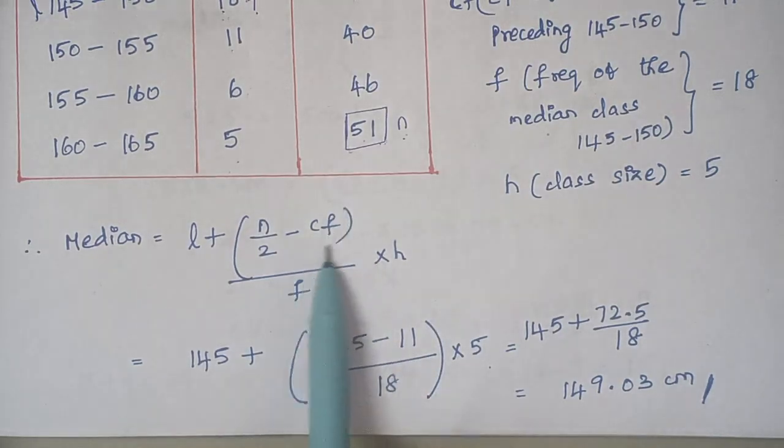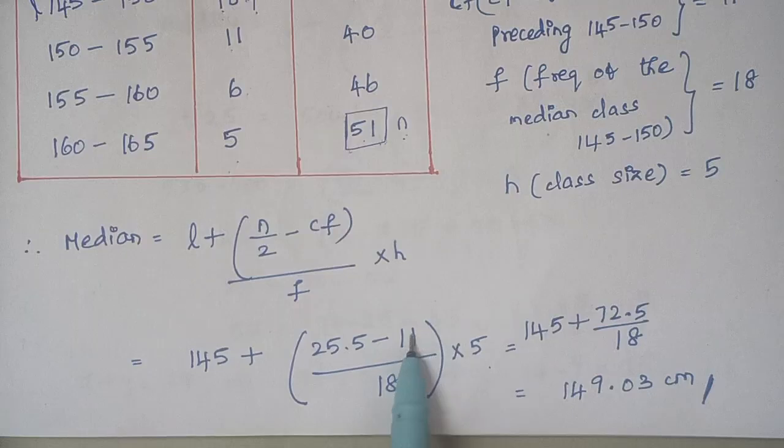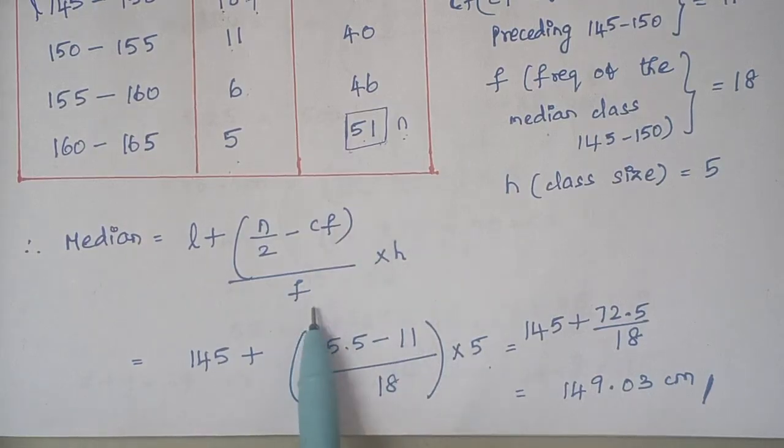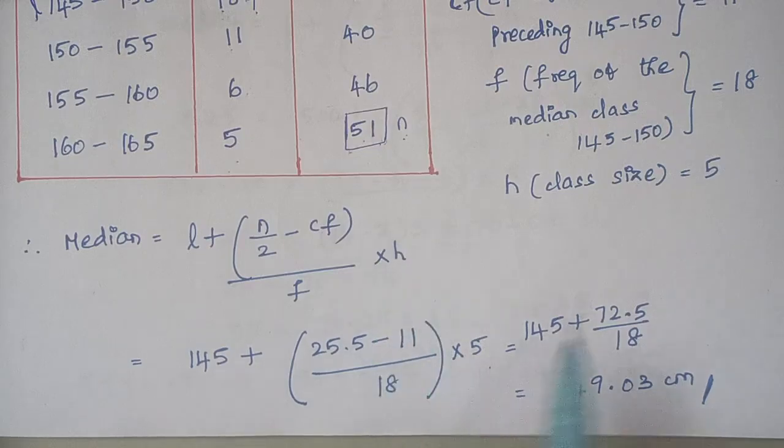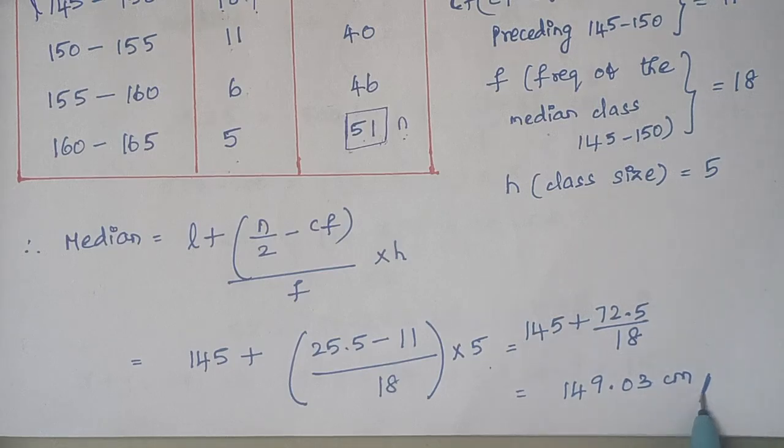And what is the cumulative frequency? The value is 11. And what about f? f is nothing but 18. And what is h? h is 5. So just substitute it over here. And finally we end up with the answer as 149.03 centimeters. Right. So that's all for this problem.